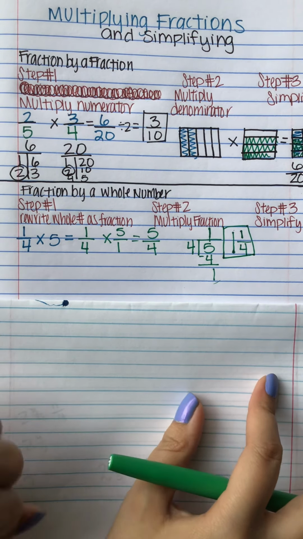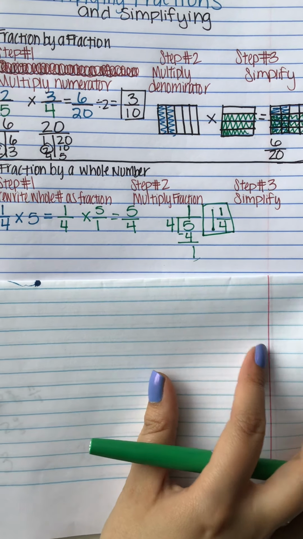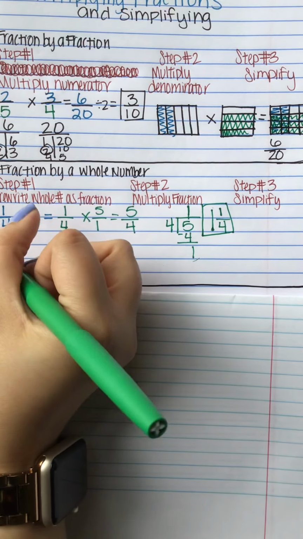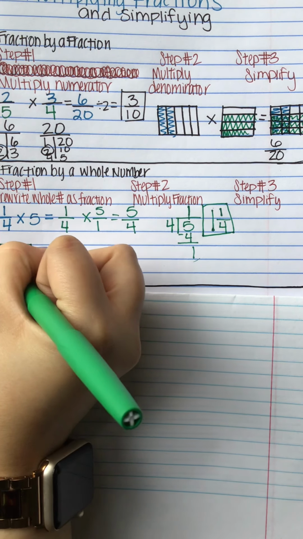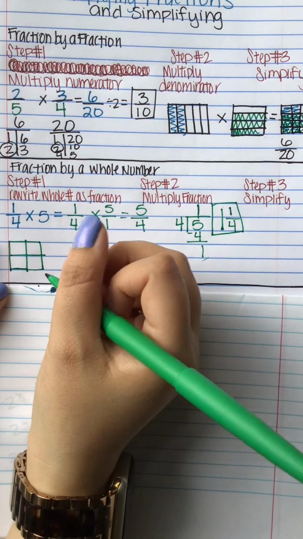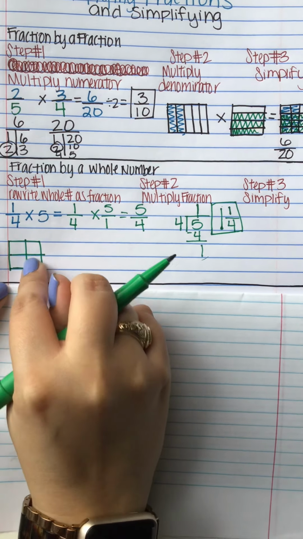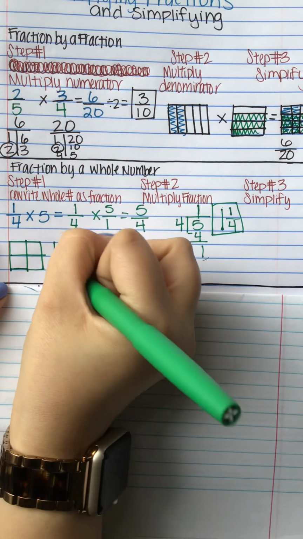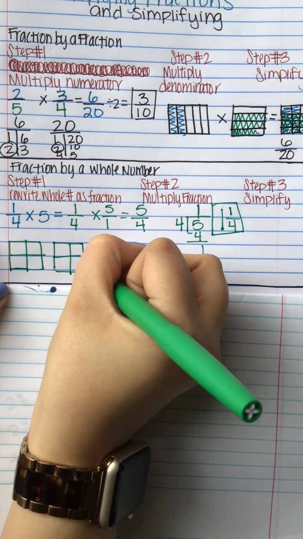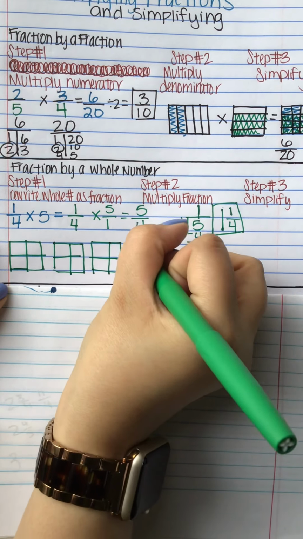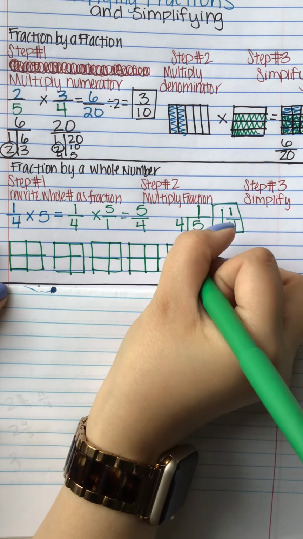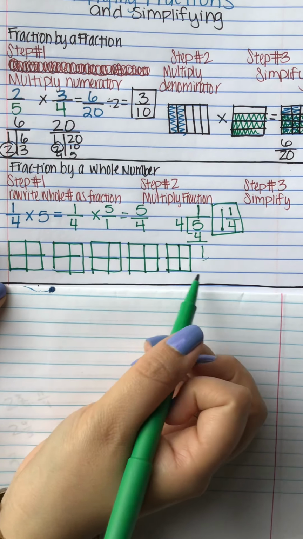Okay. Now, if you're asking yourself, well, what does this exactly mean? Let's go ahead and draw a picture. We're going to draw something to represent 1/4. Here I'm going to draw a square that has 4 pieces inside of it. But it's saying times 5, so that means there's 5 of these. So I'm going to draw 5 of these. It does not have to be perfect.